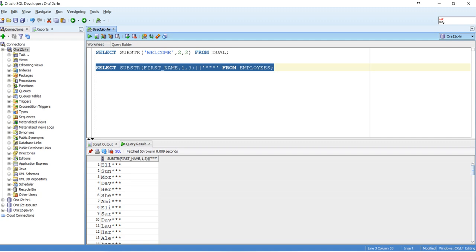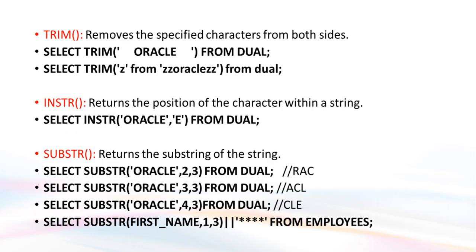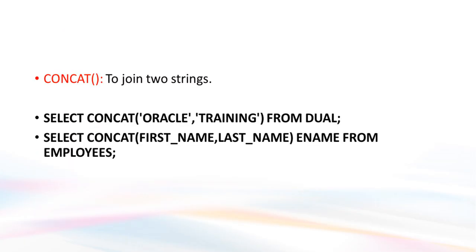Now let us move on to the other functions. Concat, this is also a most important function. Substr and concat, we use these functions very frequently. Concat is basically to join two strings. So how can we join? Select concat of, we need to provide two strings here. So first string, second string from dual. So it will join these two strings and return them as one string.